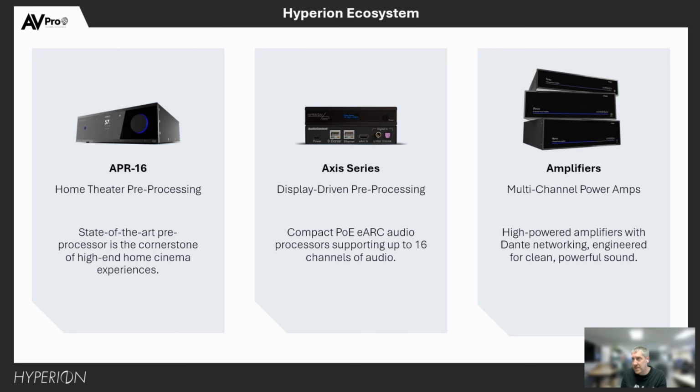We'll finish up with the amplifiers. The amplifiers don't have a user interface to go through, but we'll talk about their abilities and how to pair them with both the APR 16 and the Axis series. And then we will look at some high-level application diagrams: pairing the APR 16 with the amplifiers, the Axis series with the amplifiers, and so on, and what whole home audio distribution or a home theater setup looks like with these pieces of equipment.